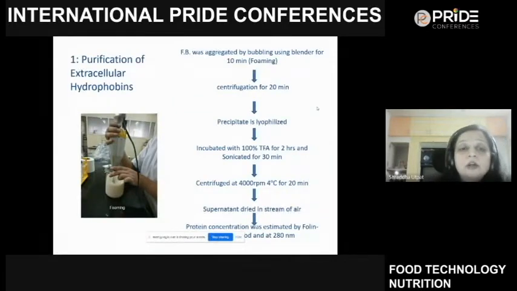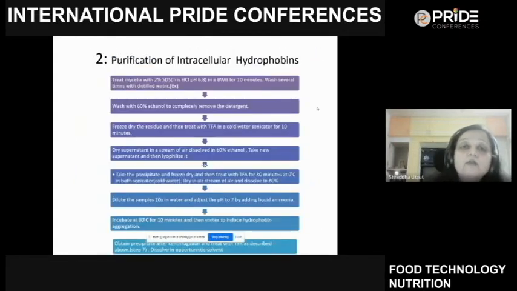Then for the fermentation broth, after growth of 10 days, we collected the fermentation broth and followed bubbling using a Waring blender, and collected the foam, centrifuged it to pellet out the hydrophobins. These hydrophobins are now in aggregated form. To make them monomers, we treated them with 100% TFA, sonicated for 30 minutes, and then the protein concentration was estimated. For mycelia, the process was a little lengthier.